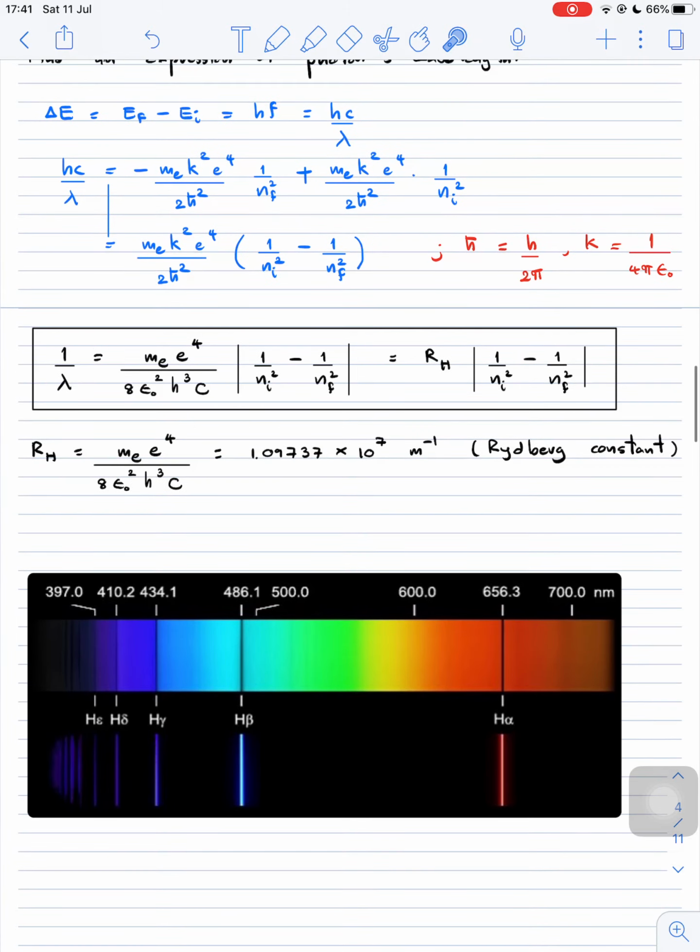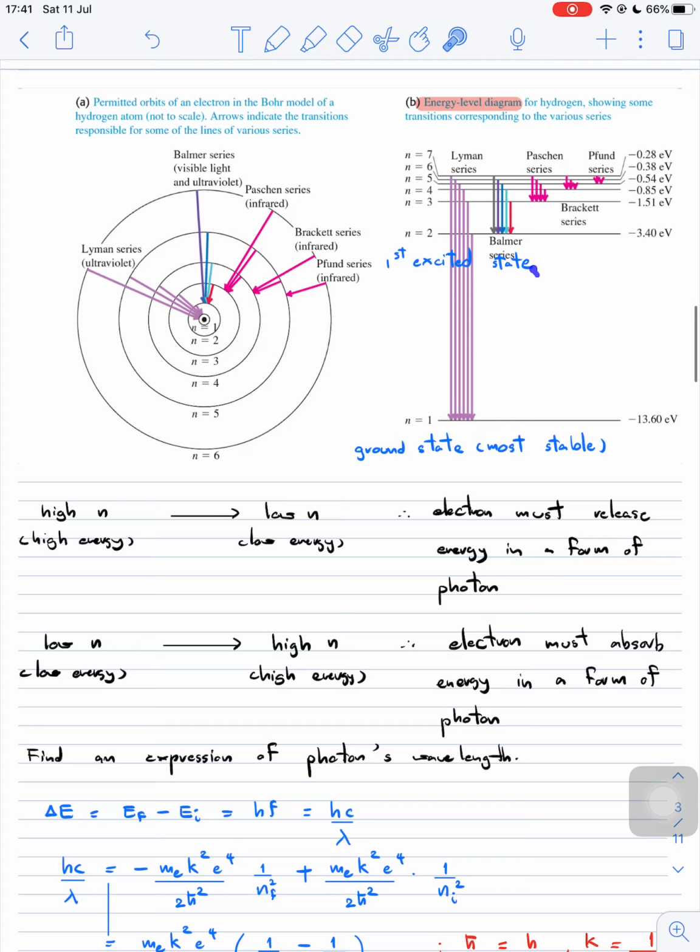This is the spectrum of the Balmer series. Don't forget that the Balmer series is for visible light. It means that we have the electron coming from n equal to 7, 6, 5, 4, 3, etc. It will go to n equal to 2 here.